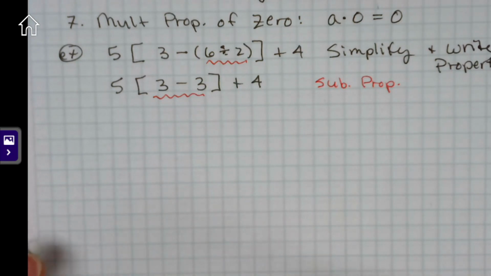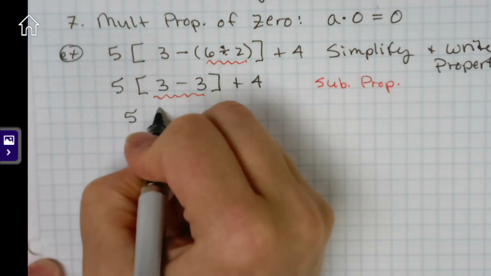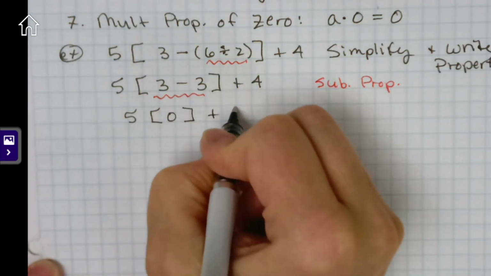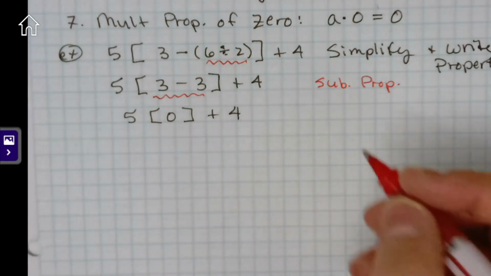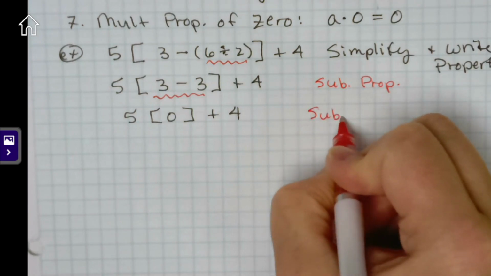All right, still in the grouping symbols. 3 minus 3 is 0. So now I have 5 bracket 0 plus 4. Again, we just subtracted and replaced it with 0. That's substitution property.